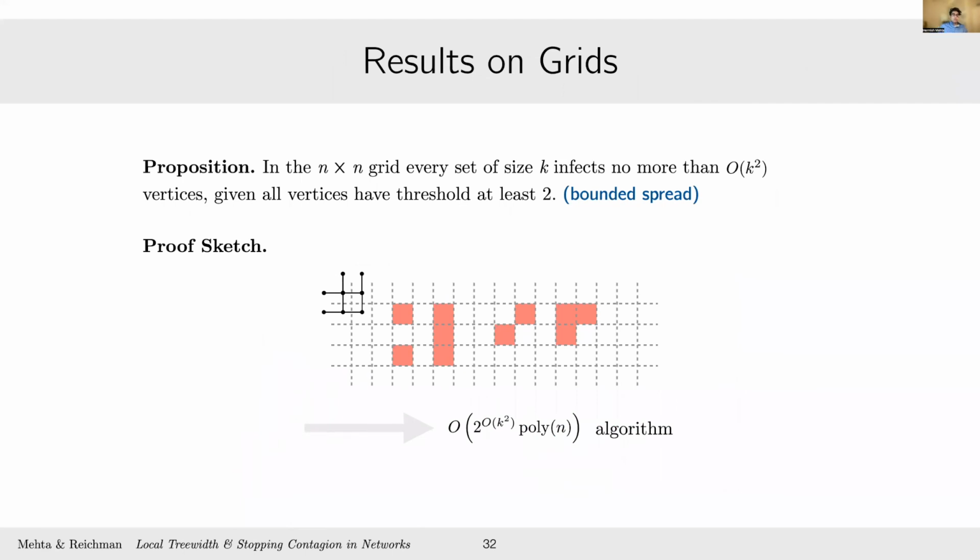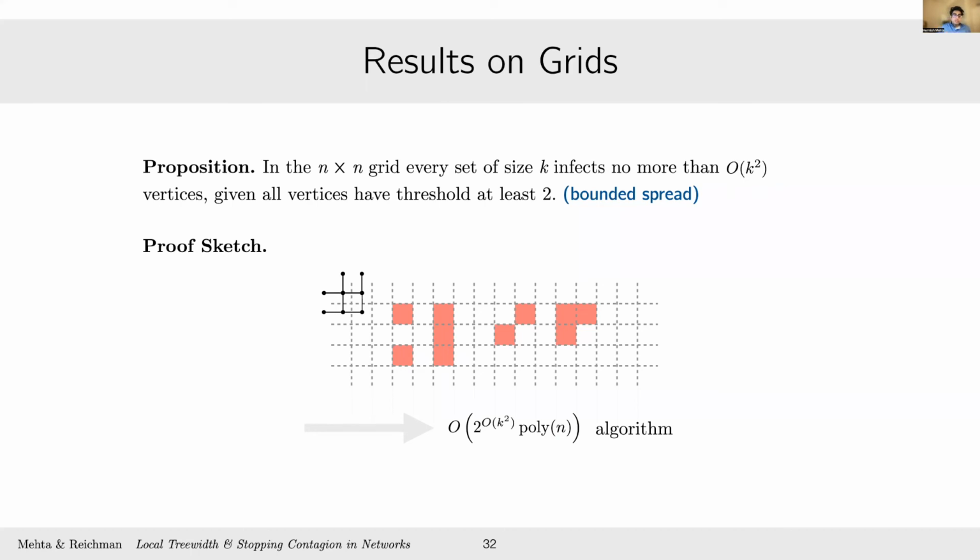Okay, so let's see all of these things come together in a grid graph, and the grid graph is a good way where you can see all of this come together. So first we show that the bounded spread property holds for grids. In the n by n grid, you can show that every set of size k infects no more than O(k^2) vertices, assuming r is at least 2.